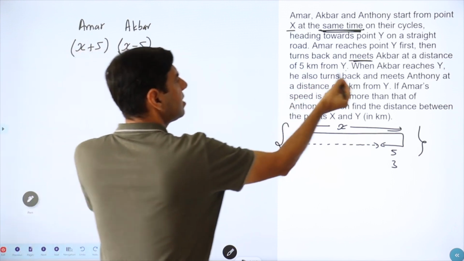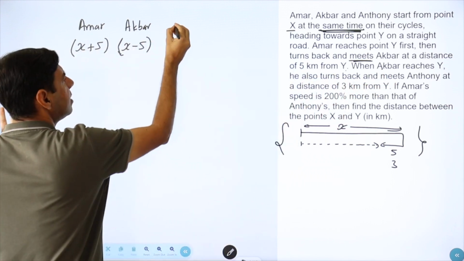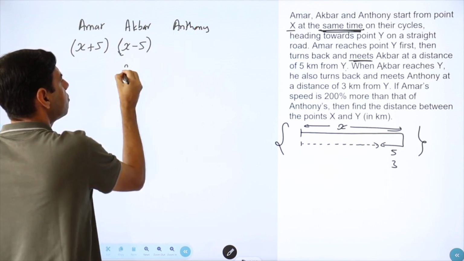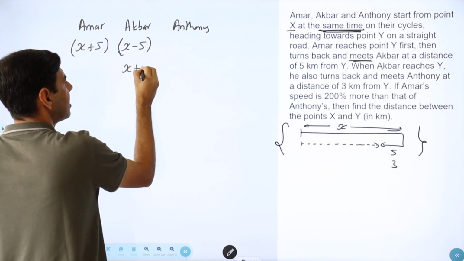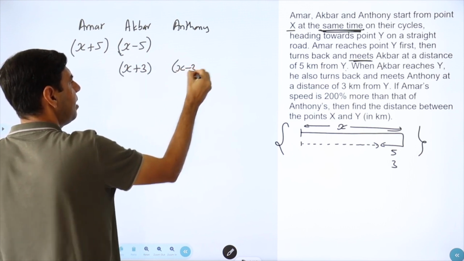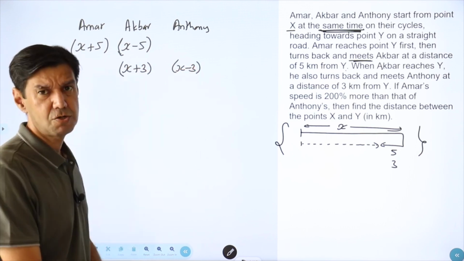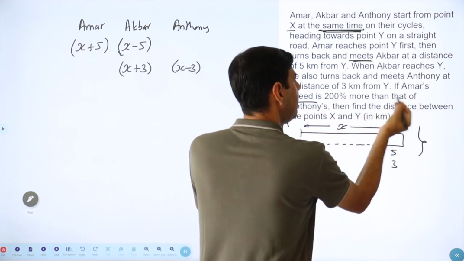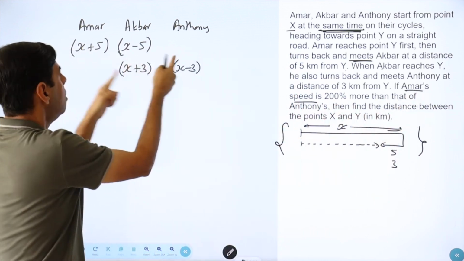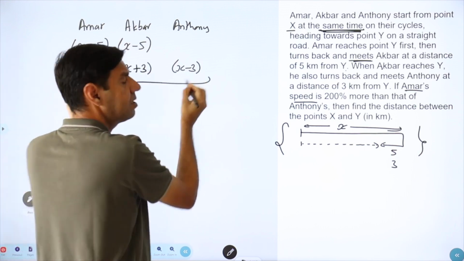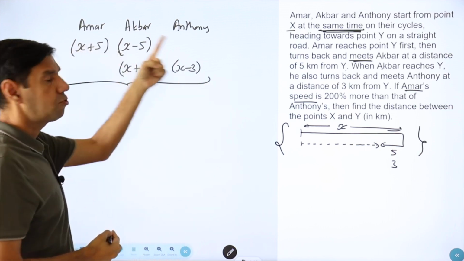Now, the same thing is given with Akbar and Anthony, so repeat it. Akbar is going to travel x plus 3, Anthony is going to travel x minus 3 in the same time. Because it's in the same time, this also becomes a ratio of speeds. And that is what this is given you, the ratio of speeds, but it is Amar to Anthony. So this is one ratio, this is another ratio. All you have to do is club the two ratios to get Amar to Anthony.